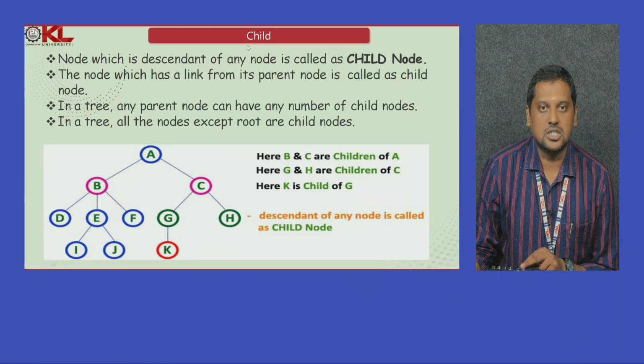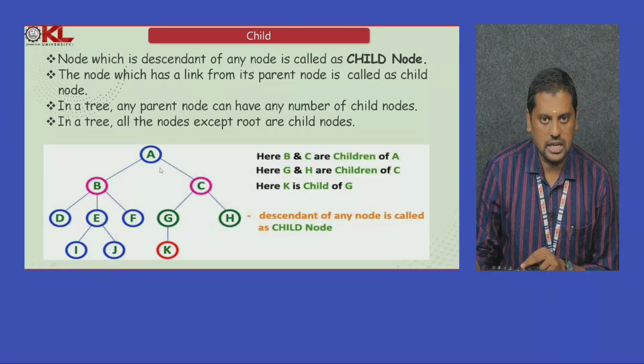Next terminology is the child. In the given example, the node which is a descendant of any node is said to be a child node. The node which has a link from its parent node is also said to be a child node. Any parent node can have any number of child nodes. All nodes except root are called child nodes.